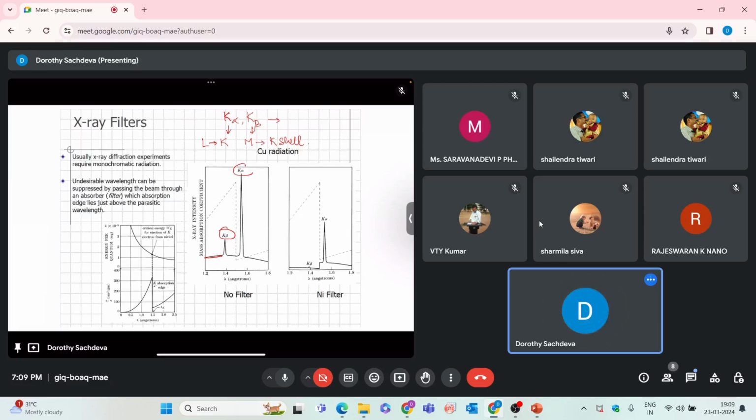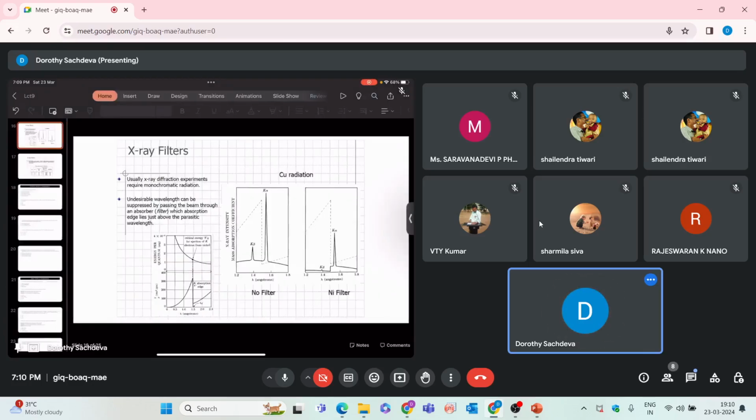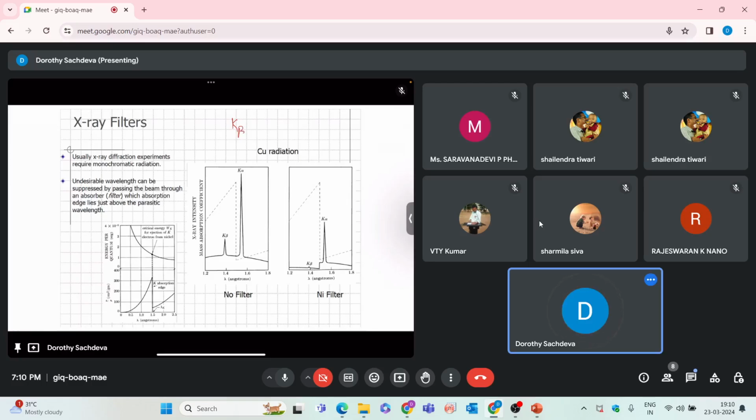So basically, we need to have only a single value to get detected. So we use these X-ray filters. Basically the monochromatic radiation is used for the analysis in this case. So we require a filter. Generally, as I told you, we use copper K alpha radiation, which has a wavelength of 1.54 angstroms. This copper will also emit K beta, and to block that K beta radiation from K alpha, we need to apply certain filters.